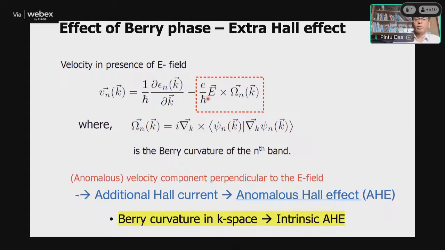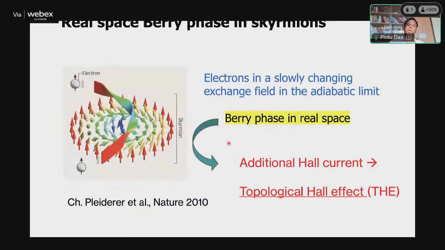which is perpendicular to the electric field. So this is the electric field which you apply, and this is the Berry curvature, which is because of the Berry phase that we have just defined here. Because of this additional velocity component perpendicular to the electric field, you have an additional Hall current. We are calling this the anomalous Hall effect, and this is the intrinsic anomalous Hall effect in this system. So this Berry curvature in K space leads to some intrinsic anomalous Hall effect that one can measure. Sorry, something happened with my slide here.